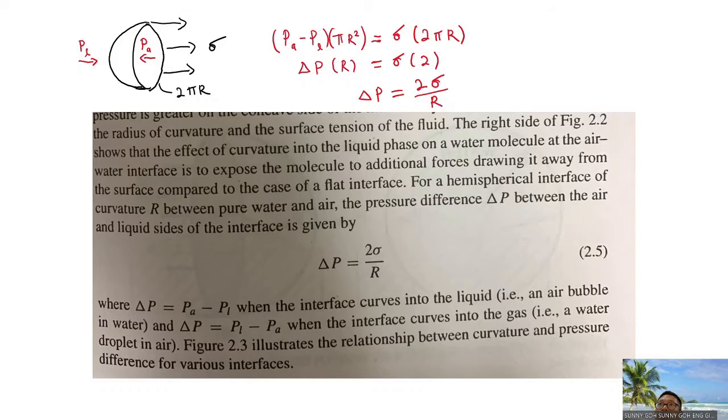So here shows the equations for a hemisphere interface of curvature R between pure water and air. The pressure difference, the change of pressure between the air and liquid sides of the interface, is given by the change of pressure equals 2 multiplied by surface tension divided by R. So the derivation is shown here. So let's say you have a hemisphere. So this side is filled with water, and then the other side is filled with air.